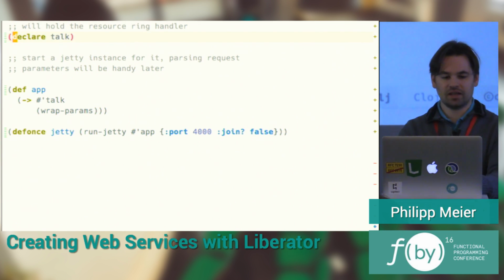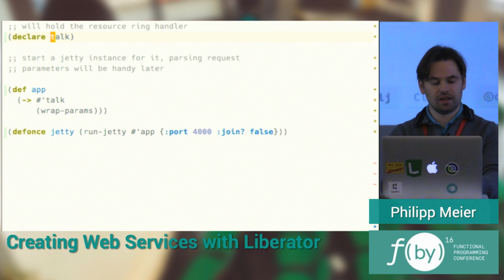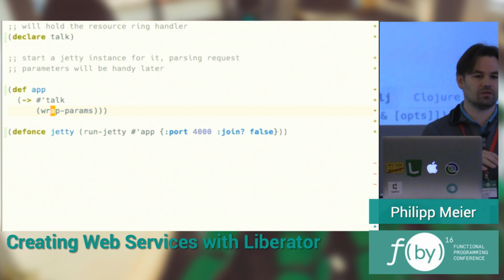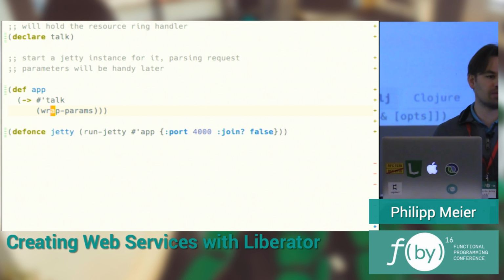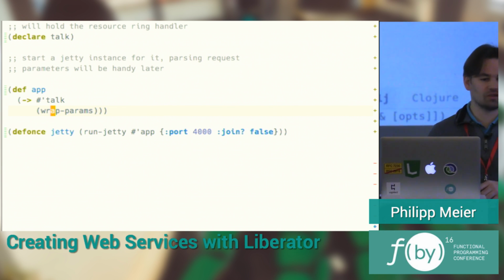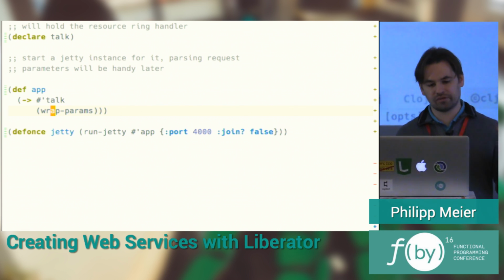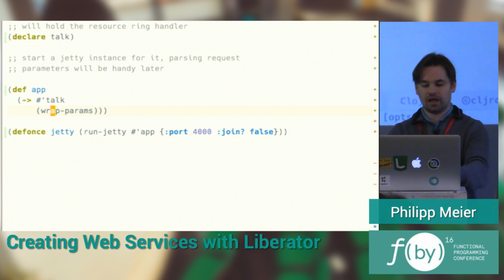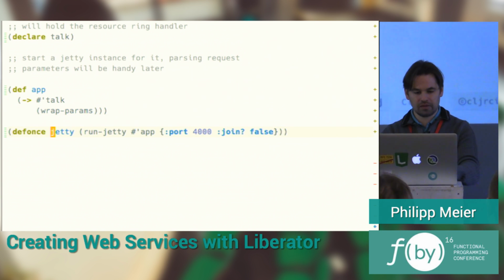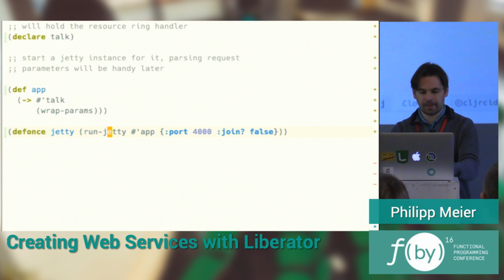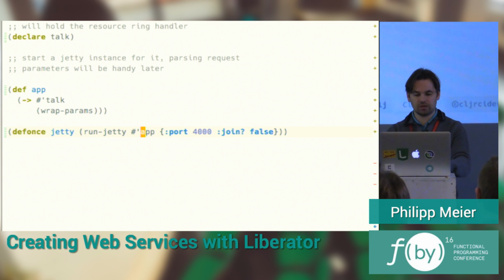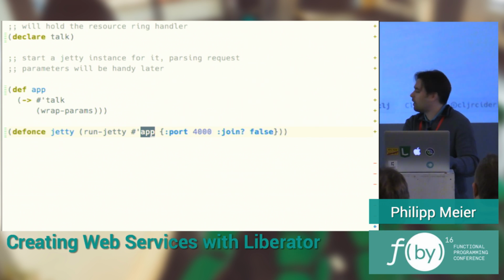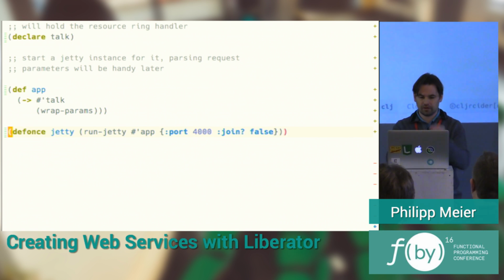So we declare a talk variable which will hold our handler function. We define an app which uses something called wrap-params, which is a handy way to, when you think about the Ring specification again, get simple access to the query parameters. You don't want to do the query parameter parsing yourself. So wrap-params wraps your function with some pre-processing, so you have the query parameters at hand. And we define a Jetty web server on port 4000, which calls into our app function. So this is all prelude.